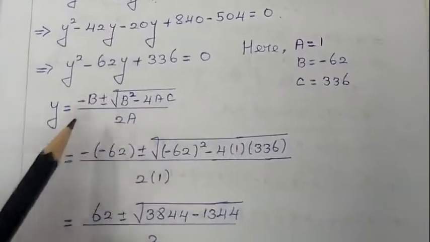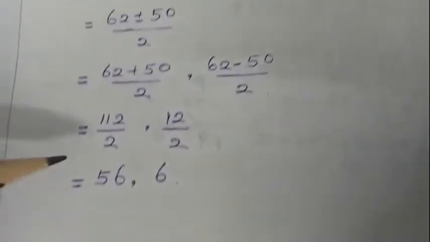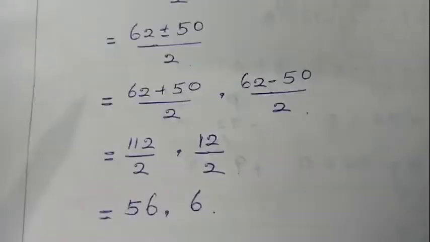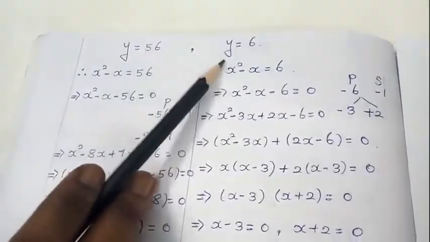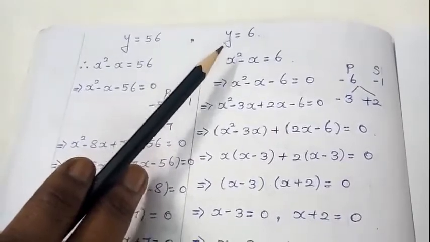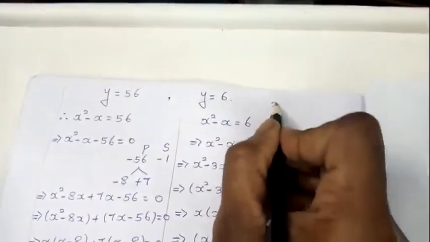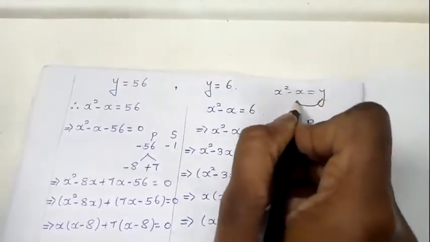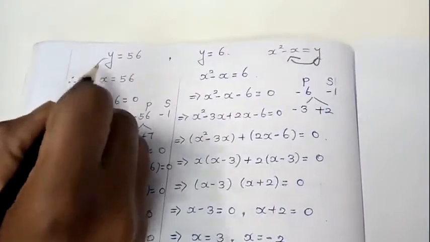This is again in the form of a quadratic equation. If you use the quadratic formula, you are going to simplify the terms, students. After simplifying, you will get the answer as 56, 6. So y equal to 56, y equal to 6, students. When I am finding y, I am getting these 2 values. But in place of y, what is the value we are having? That is x square minus x equal to y. Again, I am going to replace this y as x square minus x.